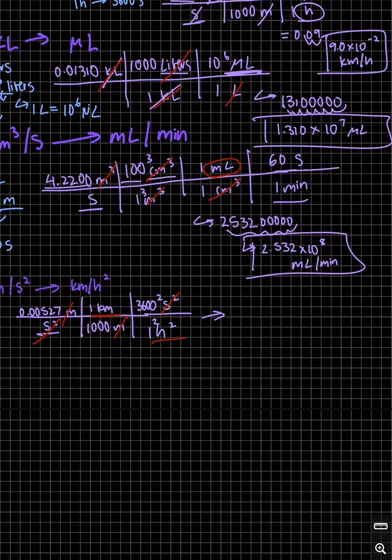0.00527 times 3,600 squared. 3,600 squared. And I get like a big number. And then I have to divide it by 1,000. And my answer is 68.2992. I just want to round it to like the nearest 10. 68.3 kilometers per hour squared.